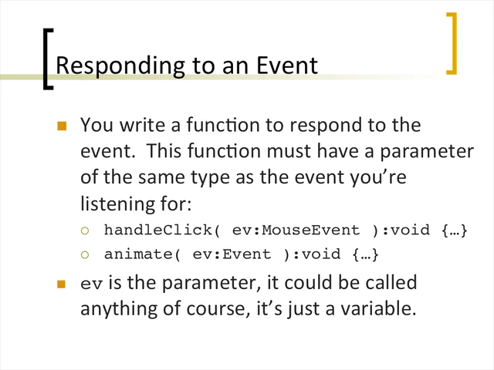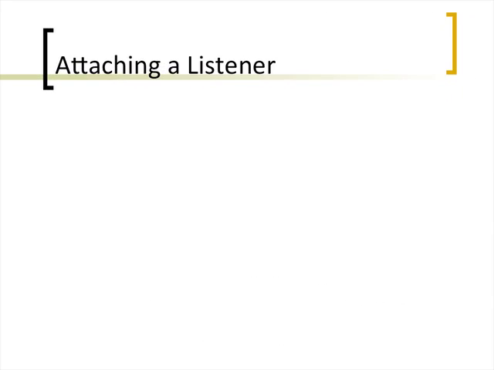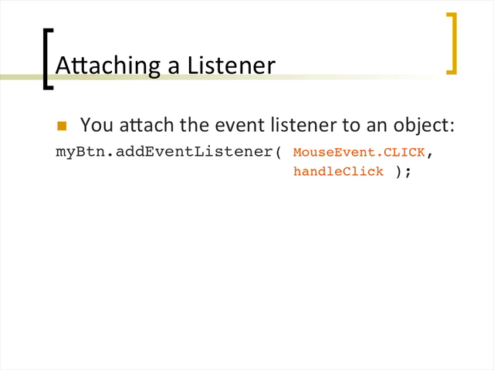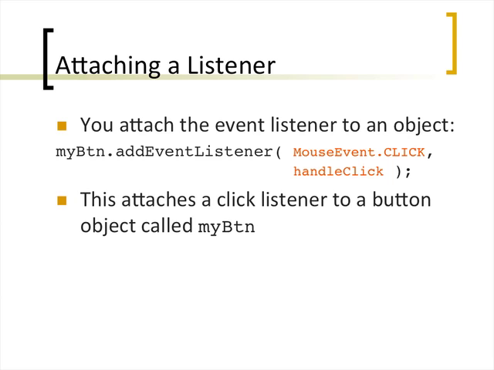So ev, to recap, is the parameter, and of course you can call it anything you want, it's just a variable. When we call addEventListener, you normally attach that event listener to an object. So here in this example, I'm calling addEventListener, attaching it to a button object which I've called myButton.